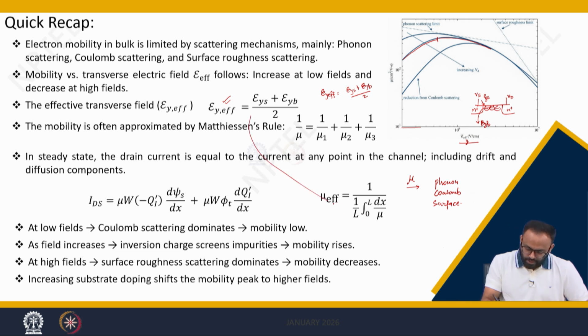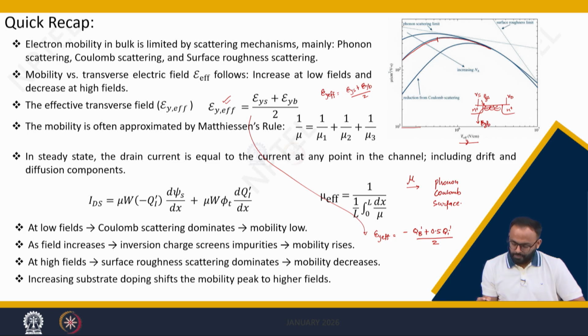We also derived this equation as Ey effective equals minus of Qb dash plus 0.5 times Qi dash, divided by epsilon s, by considering the Gaussian surface. We also said that in general we can represent this as Qb dash plus eta E times Qi dash, divided by 2, where eta E is dependent on crystal orientation. So we are going to use these equations today in this lecture.